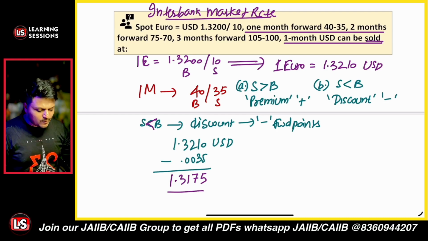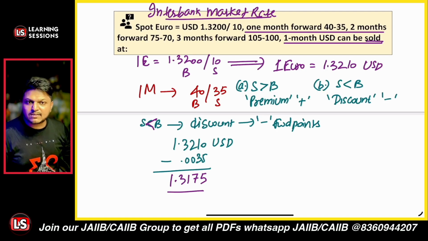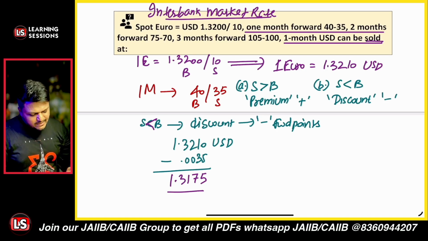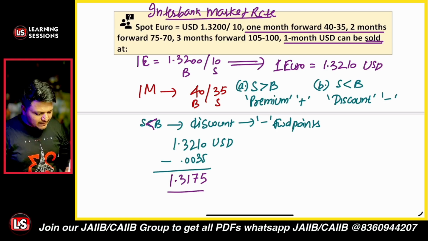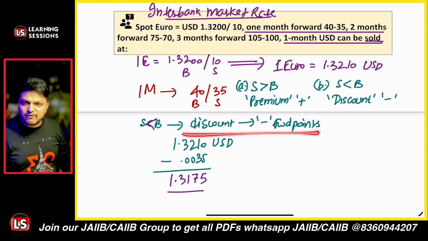If the selling forward points are greater than the buying forward points, we say the currency is available at premium. If the selling forward points are lesser than the buying forward points, we say the currency is available at discount, right? And accordingly, we just saw that the selling forward points are lesser than the buying forward points over here. So we say that the currency is available at discount. And when we say the currency is available at discount, we'll be subtracting the forward points. And that is what we did.